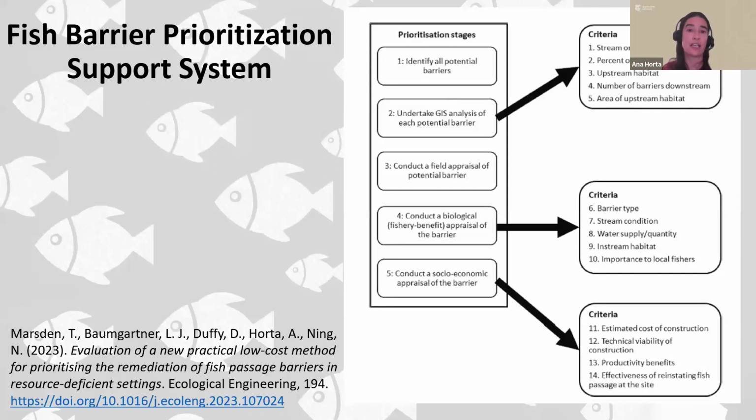So those five stages go as follows. First, we need to identify all potential barriers. We then undertake some spatial analysis of each potential barrier using a specific set of criteria. We also include some field work here because we want to make sure that what we know about our barriers matches what we see on the ground. And then we conduct a biological and a socioeconomic assessment. So why is this methodology suitable for catchments in Southeast Asia? That's in the next slide, please.